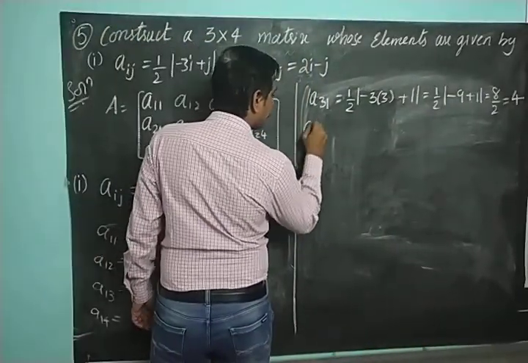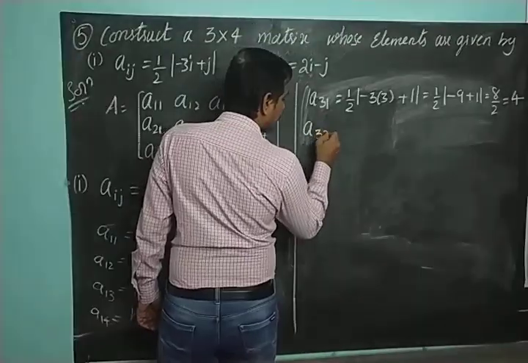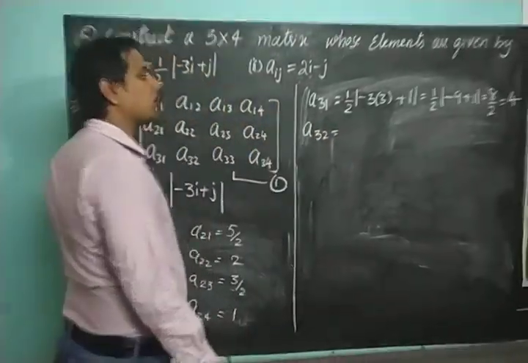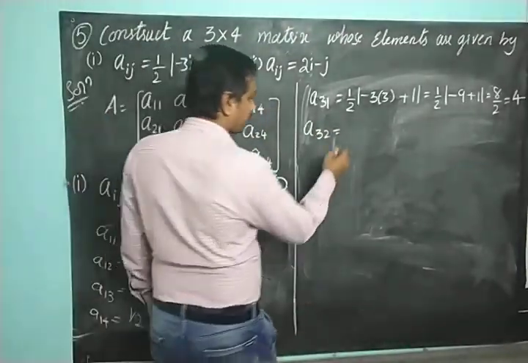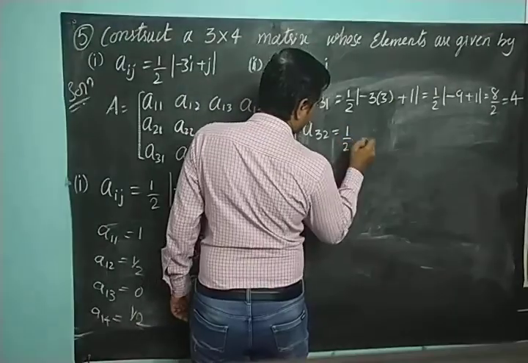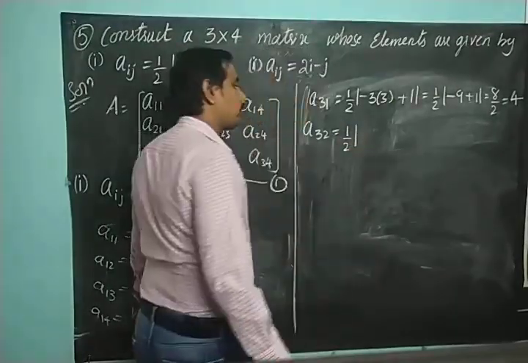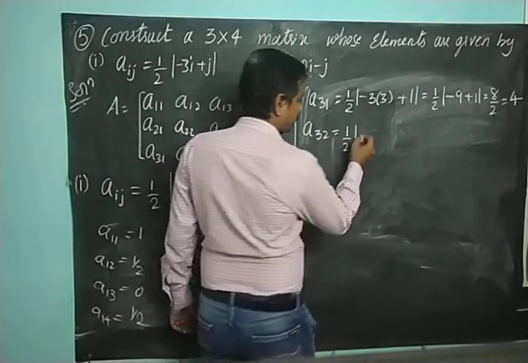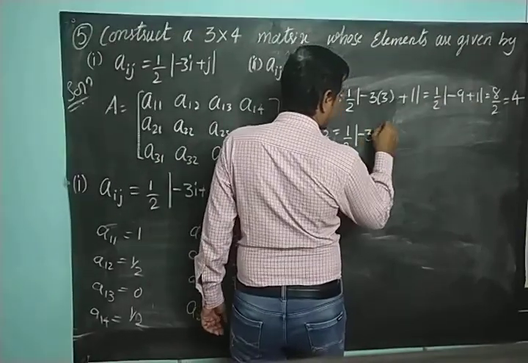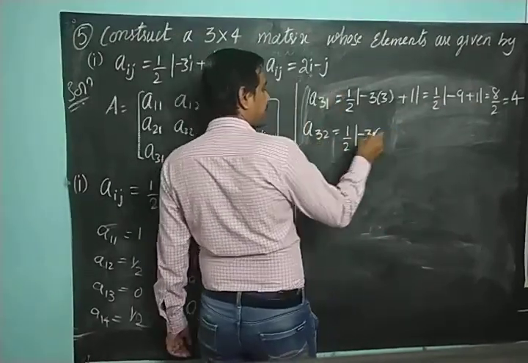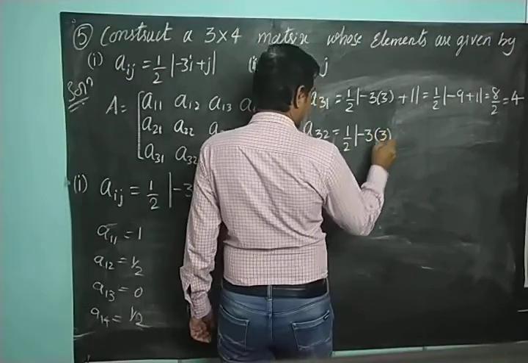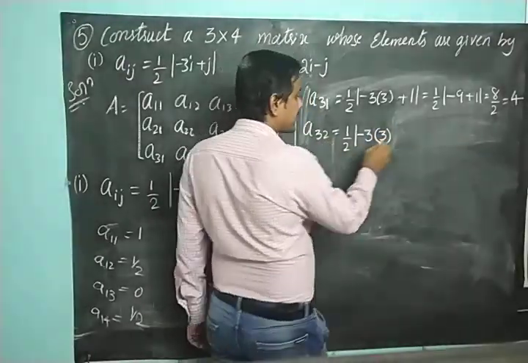Similarly, A32 will be 1 by 2 minus 3 as it is. What is I here? That is 3. What is j here? That is 2.